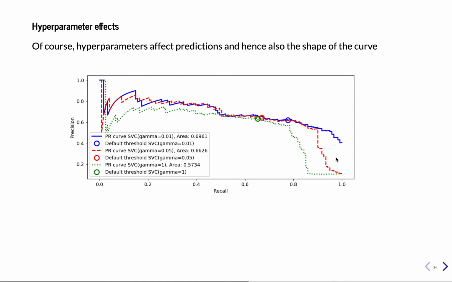Right? So if I don't like my default red one, I can reduce gamma, which gives me the blue curve, and here I can get better recall than I have with the red gamma value. Right? So I can find a solution here which is higher recall for the same precision than I had with the red setting with gamma 0.05. So again, I can do this for different hyperparameters and then see that gives me a better, more useful model for your application.